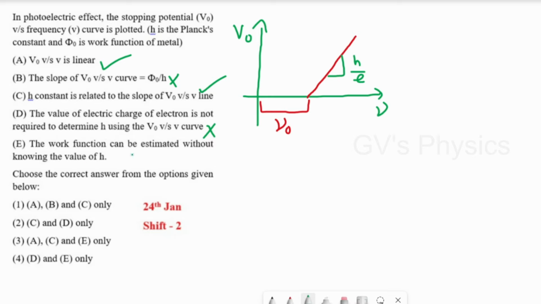E: the work function can be estimated without knowing the value of h. That's a correct statement, because the work function depends only on the nature of the material. So we don't need the value of h to find the work function. That's a right statement. So the correct statements are A, C and E. We'll check the options. Option 3 is the right answer.